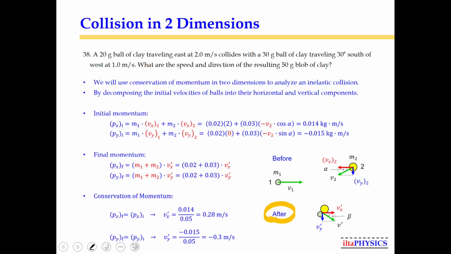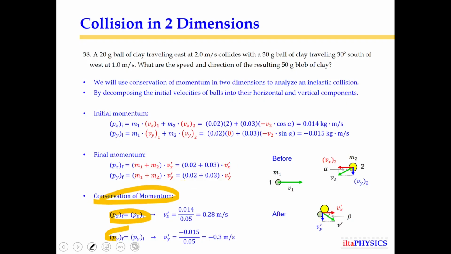Okay, now let's calculate the momentum after the collision. Since it's an inelastic collision and they stick together, the momentum is the sum of the two masses multiplied by the final velocity. As you can see in the after diagram on the right, the final velocity we're looking for can also be split into x and y components. Now let's apply the law of conservation of momentum to the x and y directions separately.